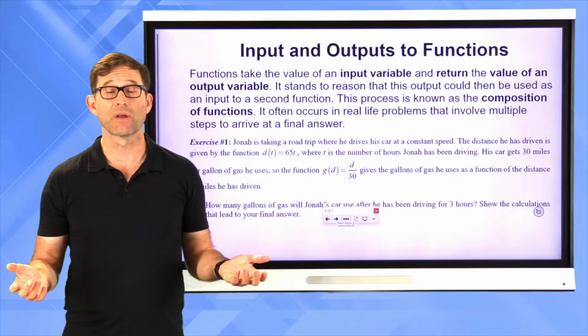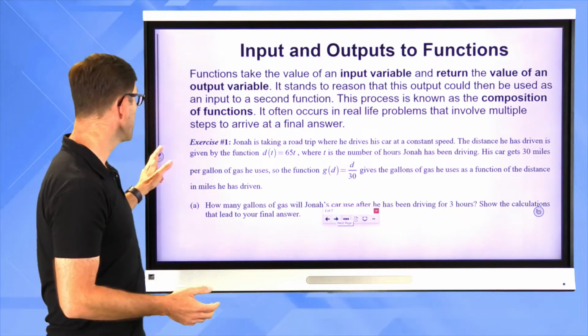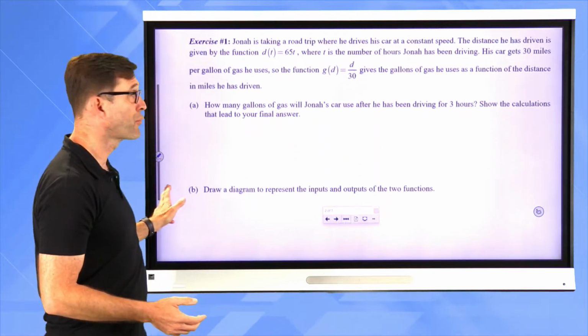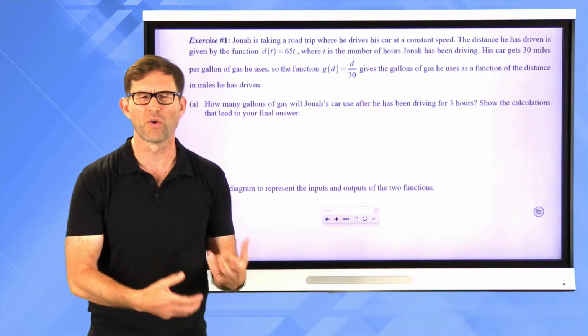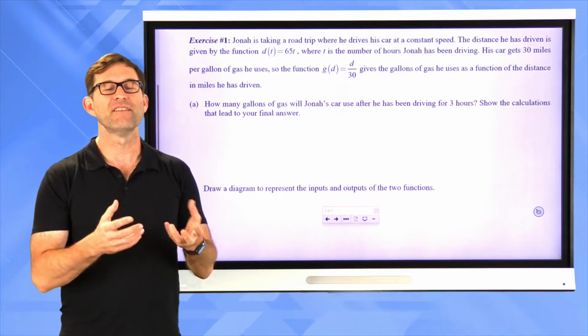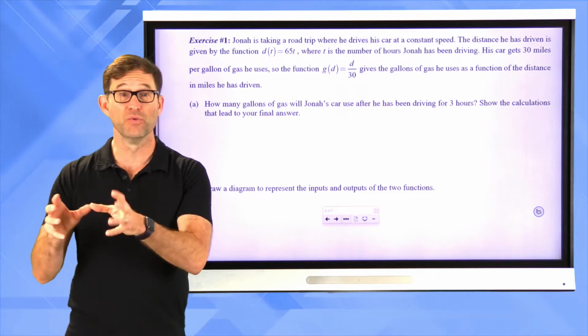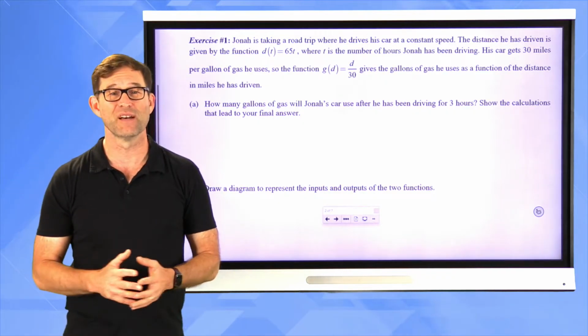So you've done function composition whether you kind of knew it or not, because it's often the case that in multi-step problems, you might take some number and throw it into a formula or an equation, get an answer out, and then take that value and do something with it in another formula. So let's take a look at that in exercise number 1.